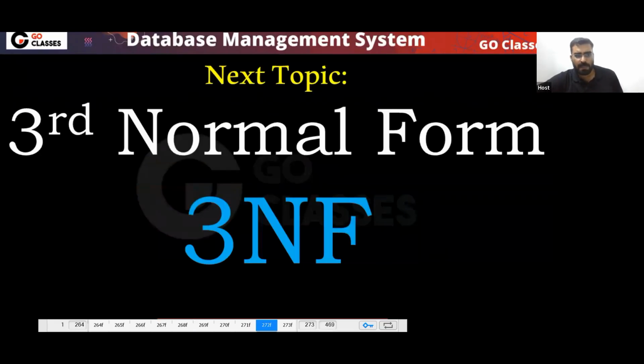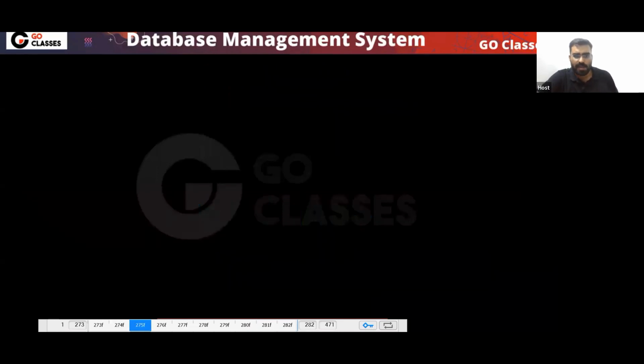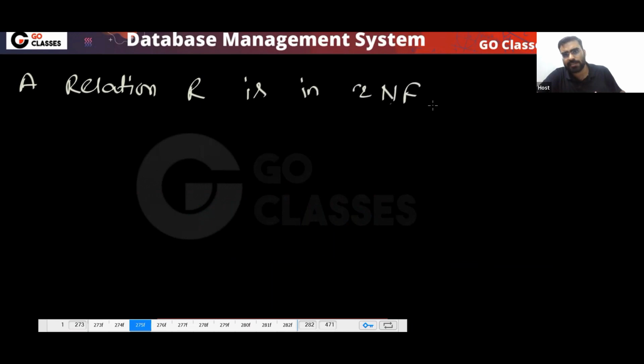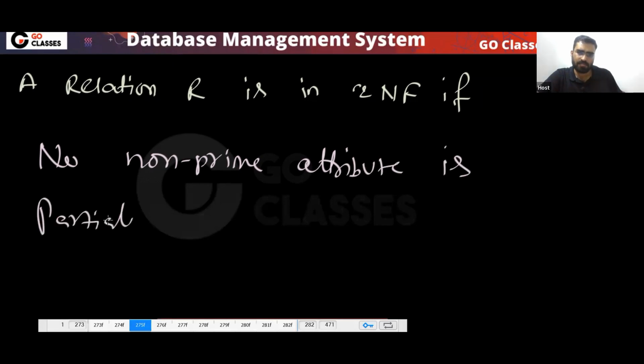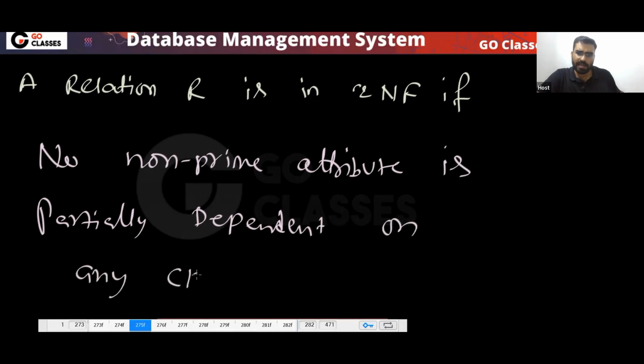Now let's study 3NF, third normal form. In 3NF, remember in 2NF we are saying this: a relation R is in 2NF if no non-prime attribute is partially dependent on any candidate key. Yes or no? This is what we say, correct?